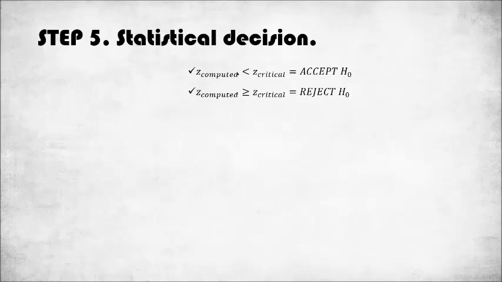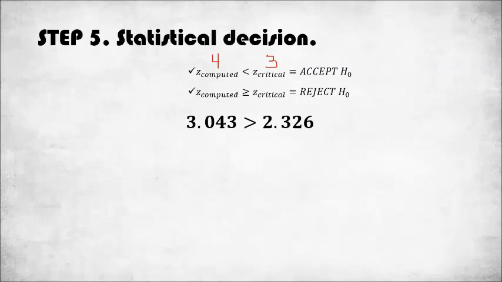If the z computed is less than the z critical, accept. Z computed is greater than the z critical, reject. Ito yung sagot natin sa step 4. Ito yung tiningnan natin sa table. Okay? Ang z computed natin, 3.043, and that is greater than the z critical value, that is 2.326. That's why ang decision natin is reject the null hypothesis. Kasi ang symbol na ginamit natin ay greater than.